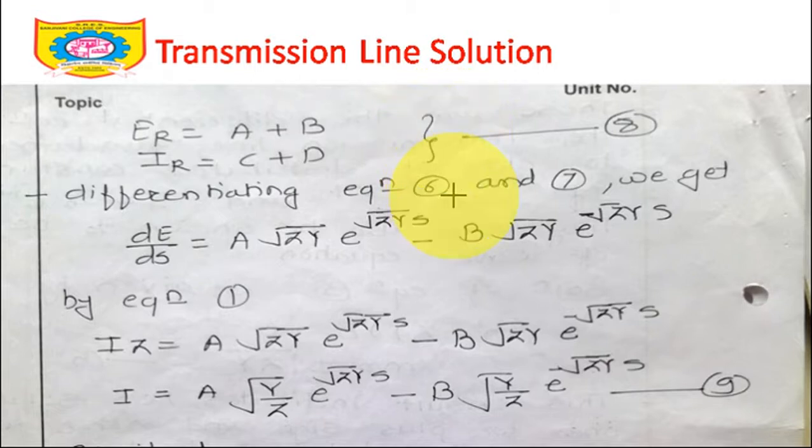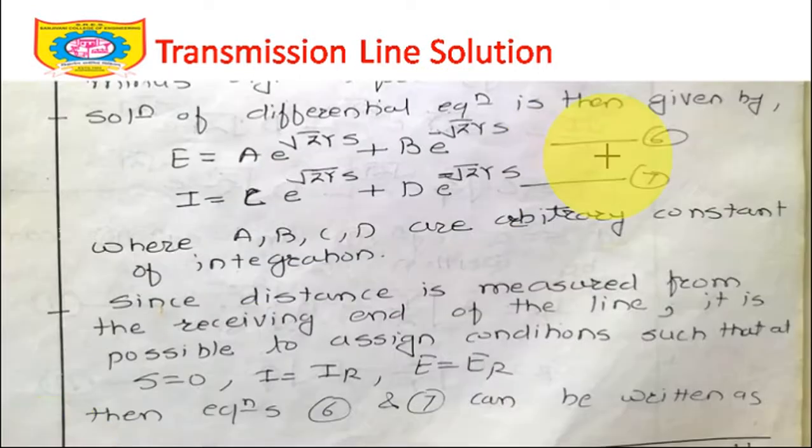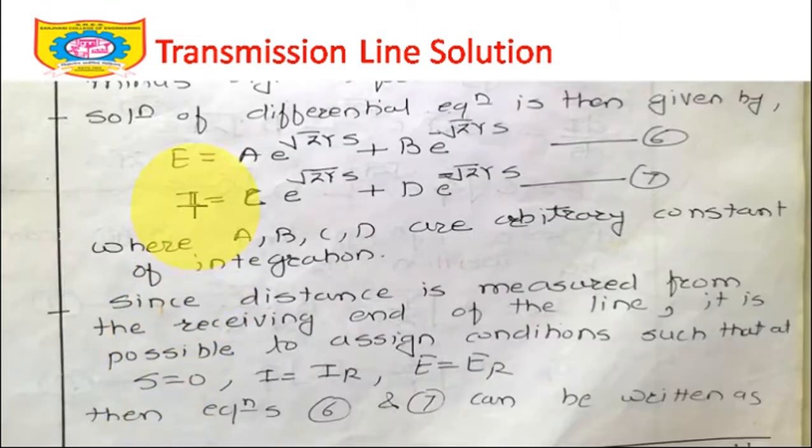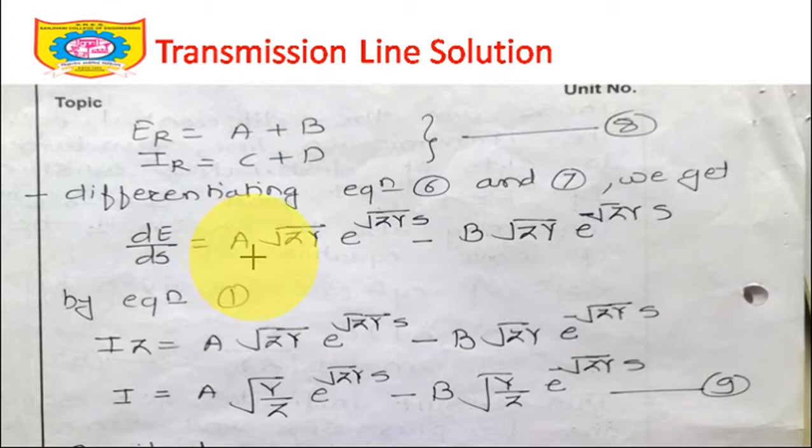So differentiating equation number 6 and 7, we get. So what are our equation number 6 and 7? See, these are equation number 6 and 7. We are differentiating this once again with respect to s. So if I differentiate this with respect to s, it will become dE by ds is equal to A e raised to root zys into derivative of e raised to root zys, which is root zy. So I will get A root zy e raised to root zys. See, this s is outside this square root, it is not inside this square root. Similarly, B root zy into root zys. So this root zy is up to this only, and this will be the expression we are getting.